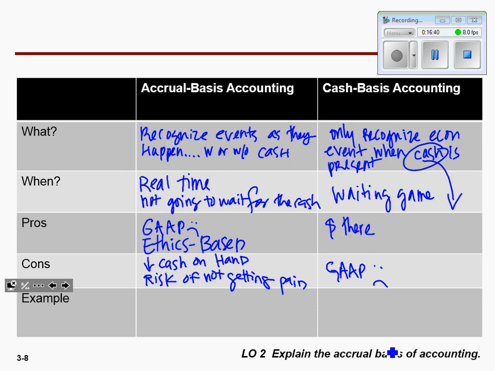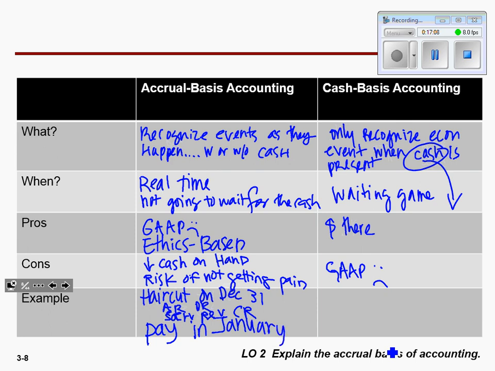Some examples, the one I already mentioned, the haircut on December 31st. We're recognizing, so AR would be the debit, sales revenue, service revenue would be the credit. Okay, and then they're going to pay in January. Especially if we're ending our fiscal period on December 31st, we need to recognize that as that fiscal year's revenue, not the next fiscal year's revenue. Okay, a cash basis example.